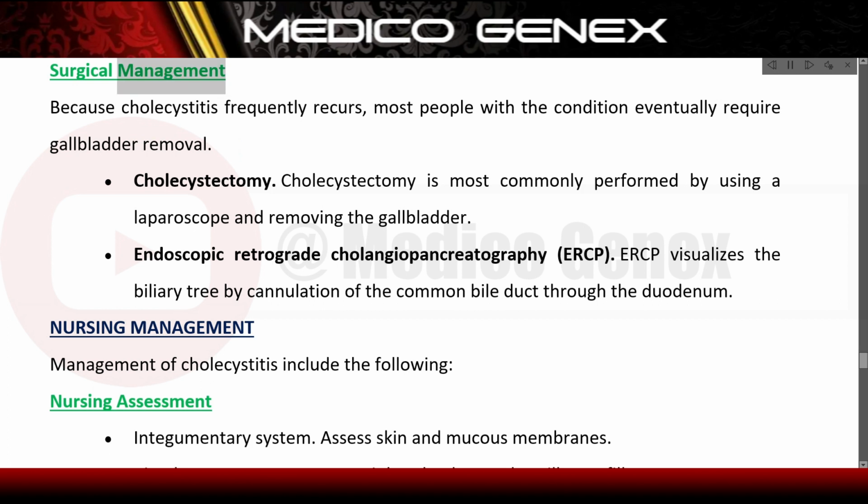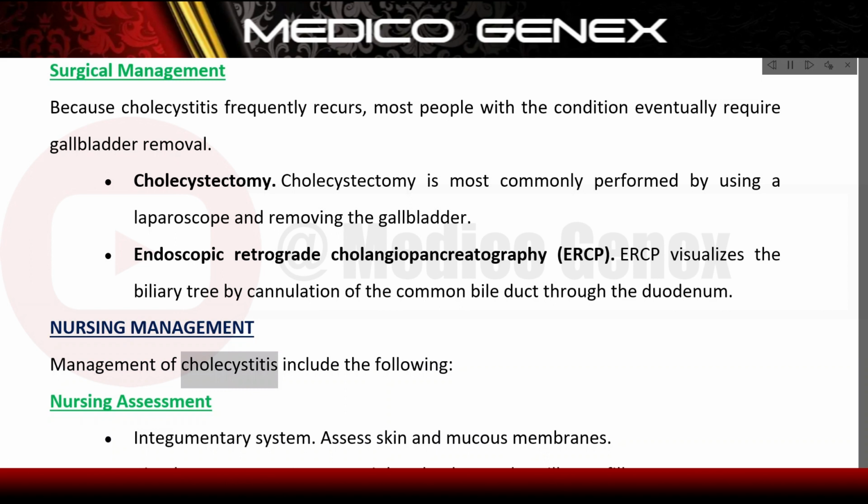Surgical management: because cholecystitis frequently recurs, most people with the condition eventually require gallbladder removal. Cholecystectomy is most commonly performed by using a laparoscope and removing the gallbladder. Endoscopic retrograde cholangiopancreatography, ERCP: ERCP visualizes the biliary tree by cannulation of the common bile duct through the duodenum. Nursing management.